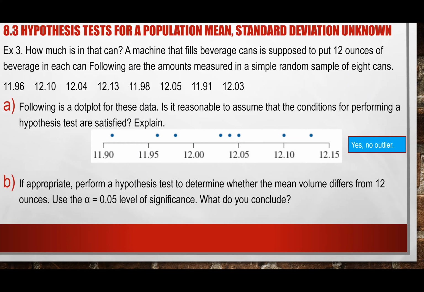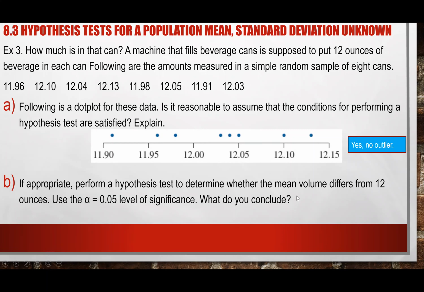We can use the hypothesis testing because there is no outlier, there is no mode, like there's no two modes, and we don't see any skewness. We don't see anything shifted to the left or to the right. It's kind of balanced out. So this is what they ask you: if it's appropriate to do it, what is your conclusion? Again, perform a hypothesis test to determine whether the mean volume is different from the 12 ounce.